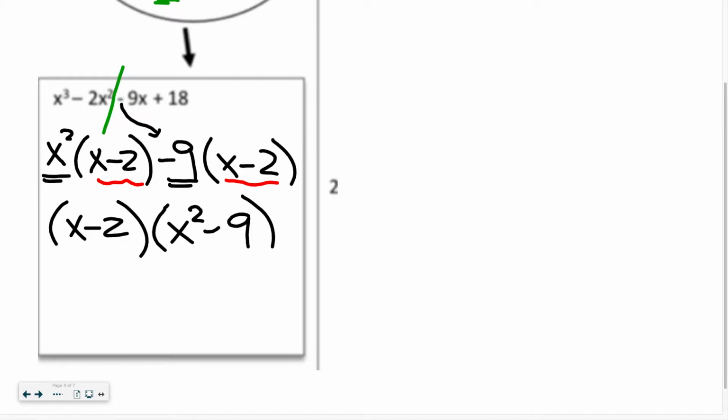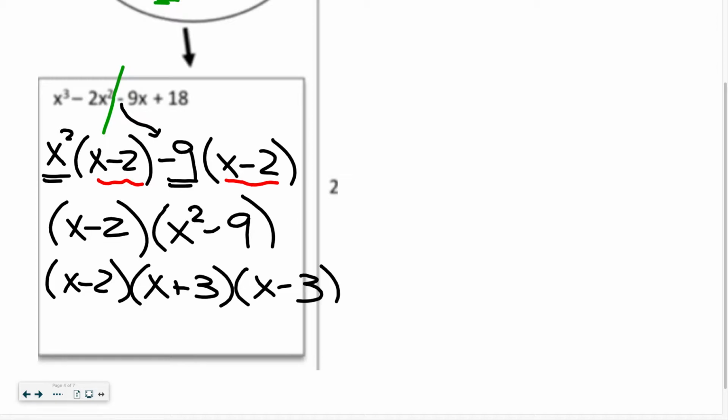What do you notice? x squared minus 9? That's a difference of perfect squares. So this is really x minus 2 times x plus 3, x minus 3. So this is what we would say is completely factored. It's factored all the way.